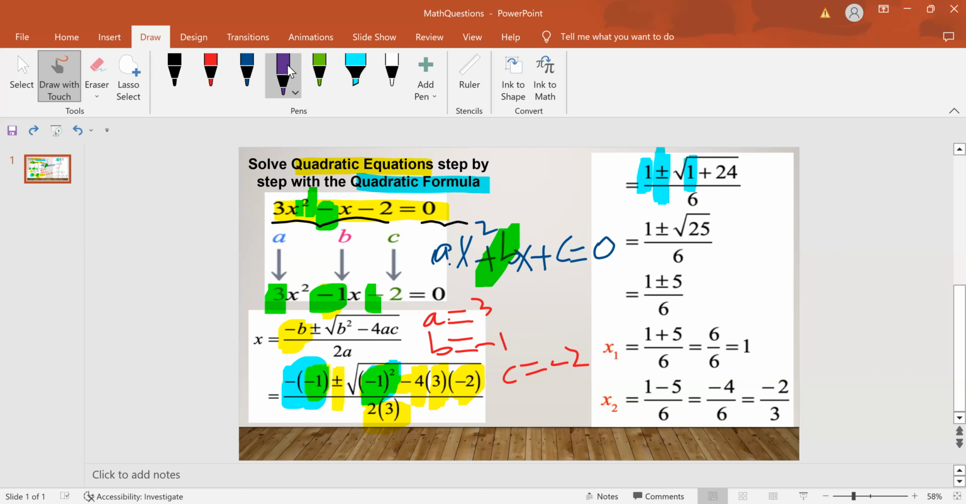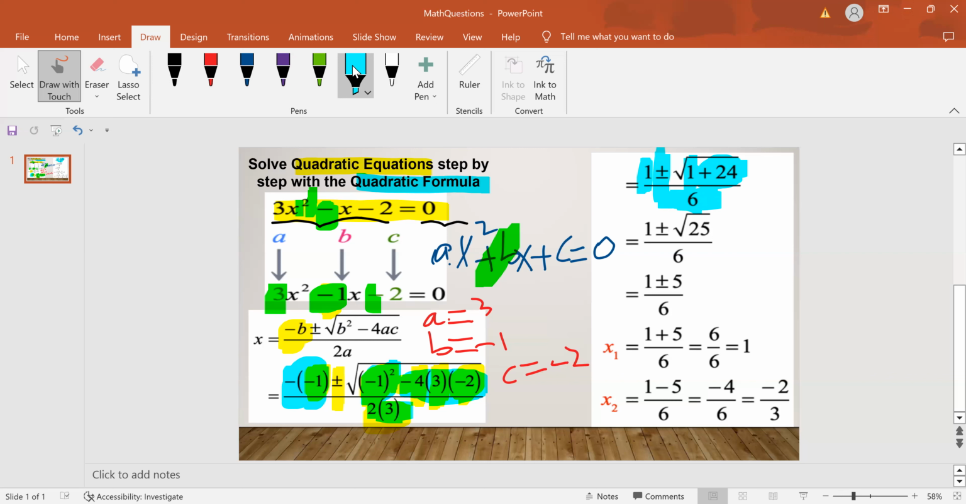Okay. We continue. The rest, we have this negative 4 times 3 times negative 2. All these three represent what? Multiplication. So we can do it together. Negative 4 multiplied by positive 3, which is negative 12. And the negative 12 multiplied by negative 2 gives you positive 24. That's why we have a positive 24 here. Divided by 2a, divided by 6. 2 times 3 is 6.